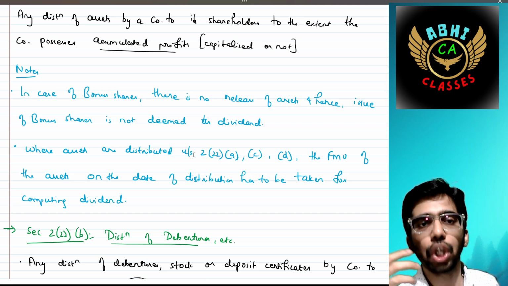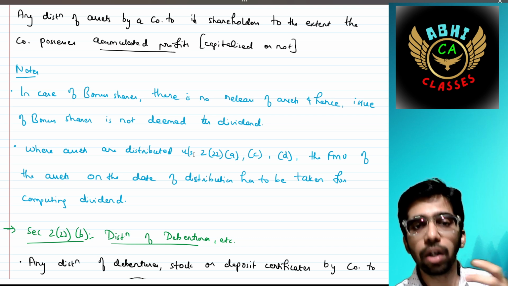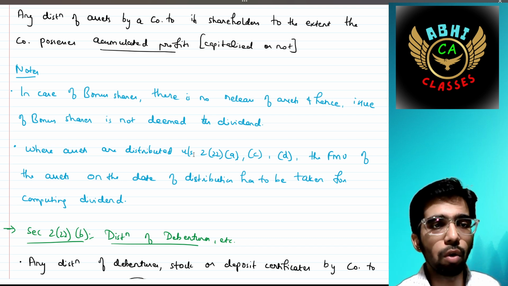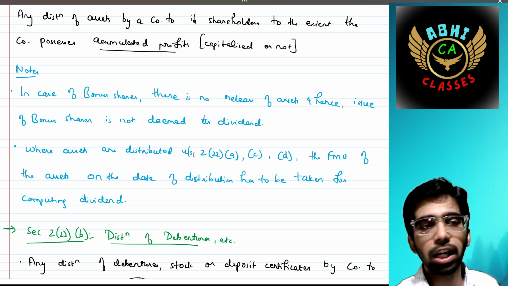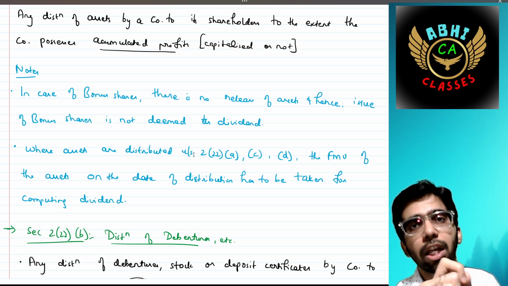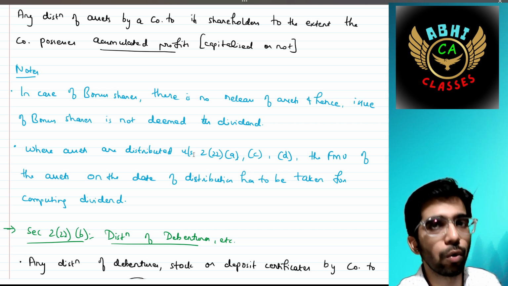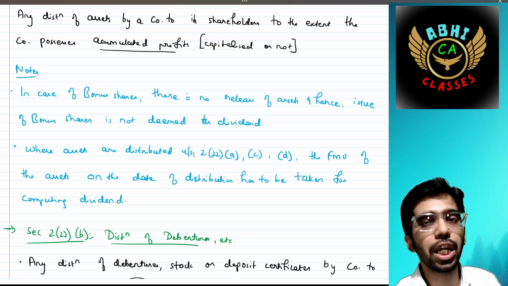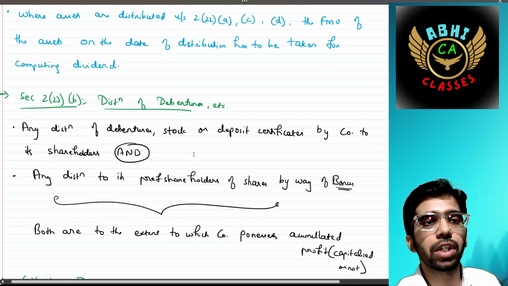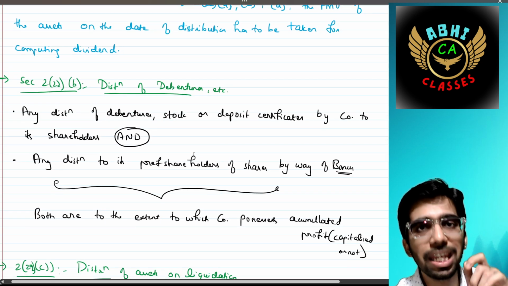Where assets are distributed under section 2 subsection 22 A, C, D, the fair market value of the assets on the distribution should be taken for computing the dividend. Only the fair market value shall be taken because there is no other value. It has been simply distributed, so the fair market value on the date of distribution shall be taken as deemed dividend. Okay, next section 22B, it says distribution of debentures.